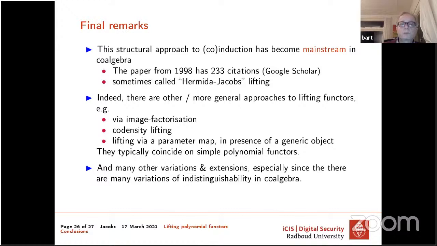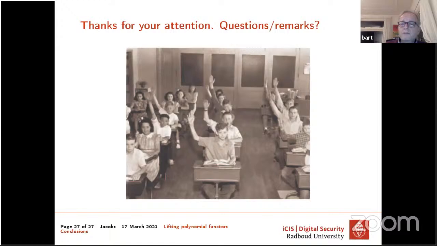Again, there are many variations and extensions, especially because there are many notions of indistinguishability in coalgebra. And this indistinguishability is what one tries to capture with the notion of bisimulation in various forms. So I would like to conclude here. I have a last slide that invites you to provide some feedback and ask questions. Thanks for your attention at this stage.